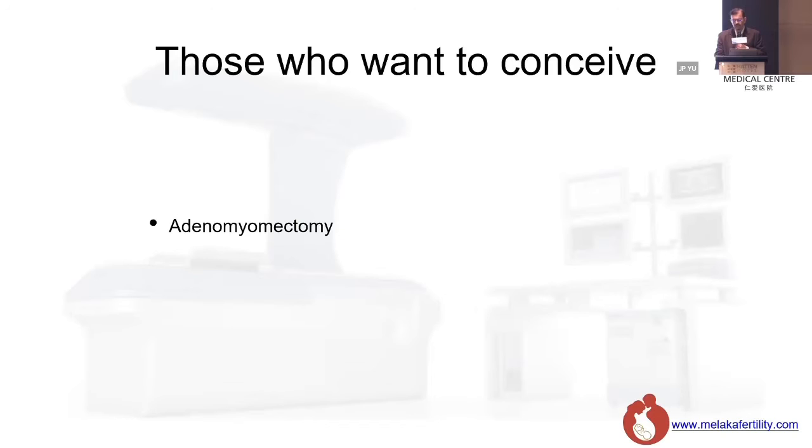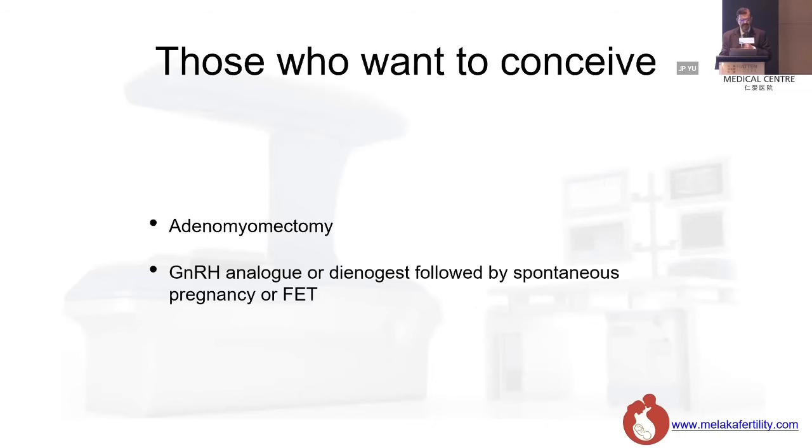So for those who want to conceive, what are the options we have? We can do adenomyomectomy, and you all know that adenomyomectomy is not a very easy operation. It's always a very difficult operation. We never know whether we have excised enough. We always worry about uterine rupture after the patient has undergone surgery. I've got a full lecture on this particular topic of adenomyomectomy. The second option is we give GnRH analog, or we give Dienogest, and we hope for the best.